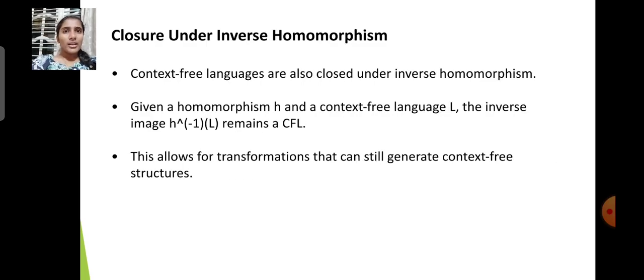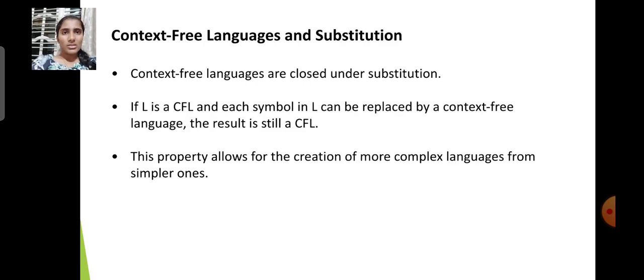Closure under inverse homomorphism. Context-free languages are also closed under inverse homomorphism. Given a homomorphism h and a context-free language L, the inverse image h inverse of L belongs to CFL. This allows for transformations that can still generate context-free structures.